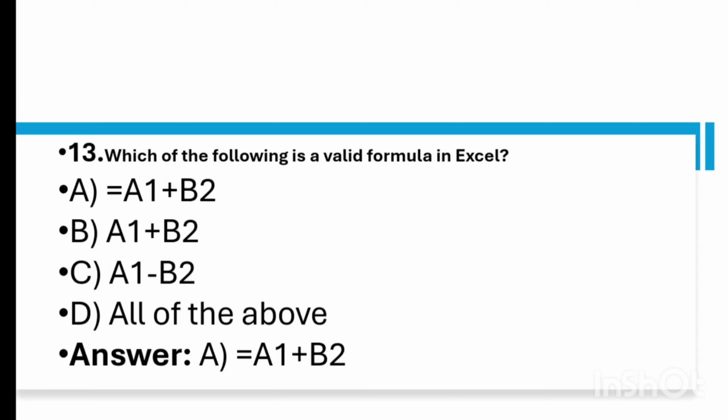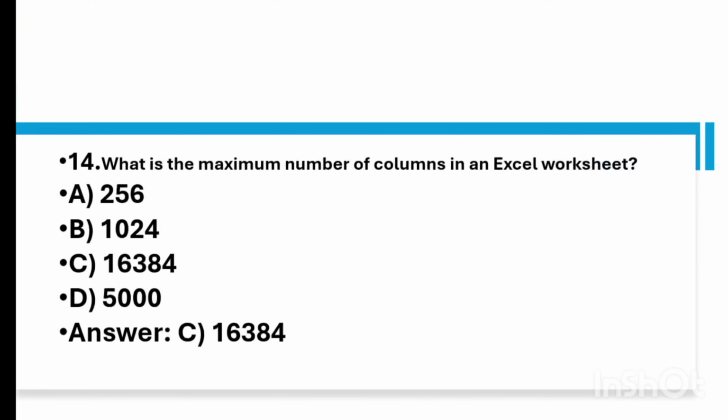Question number 13. Which of the following is a valid formula in Excel? Options are A. Equal to A1 plus B2, B. A1 plus B2, C. A1 minus B2, or D. All of the above. So the correct answer is option A. Equal to A1 plus B2. Question number 14. What is the maximum number of columns in an Excel worksheet? Options are A. 256, B. 1024, C. 16,384, or D. 5000. So the correct answer is option C. 16,384.